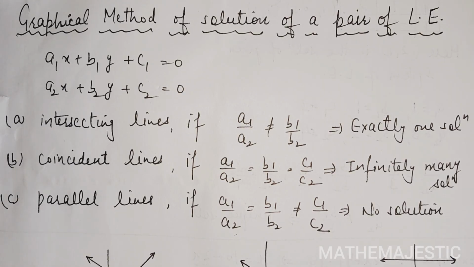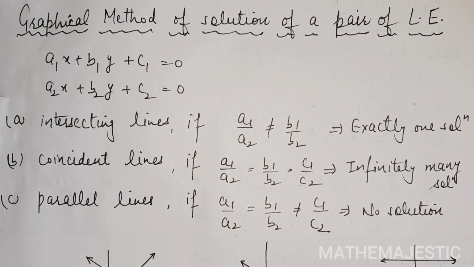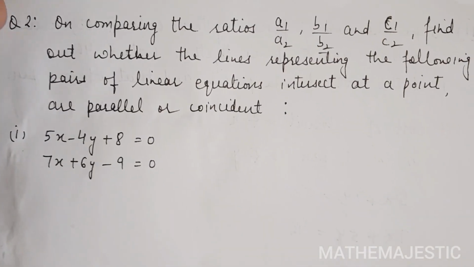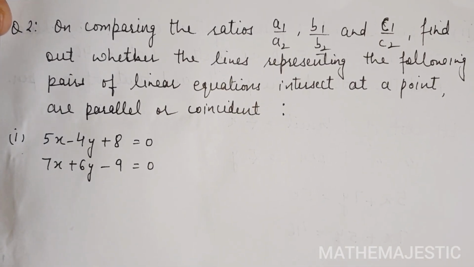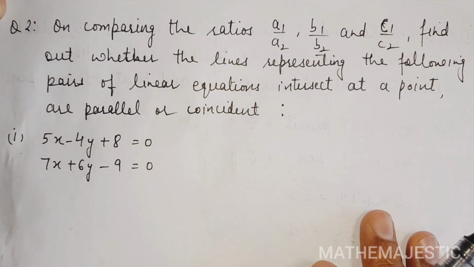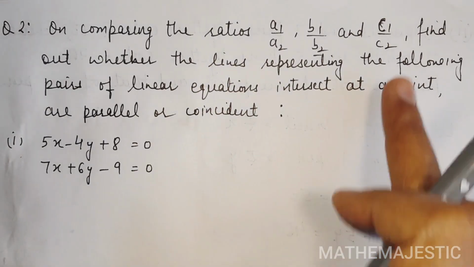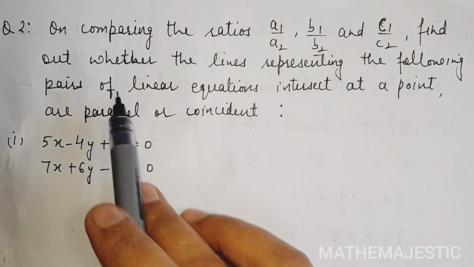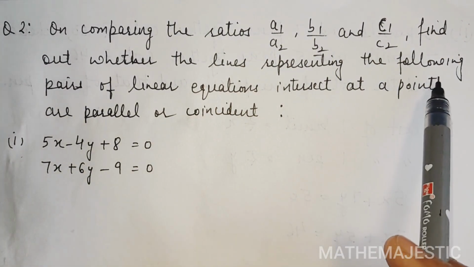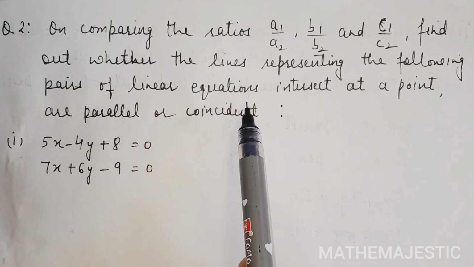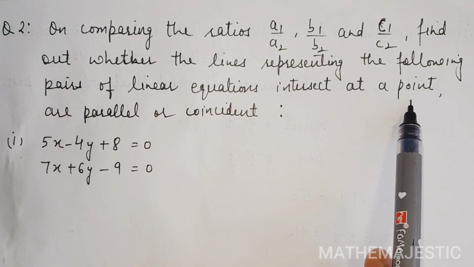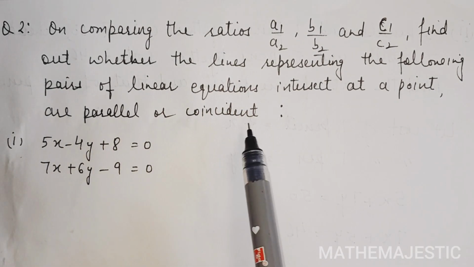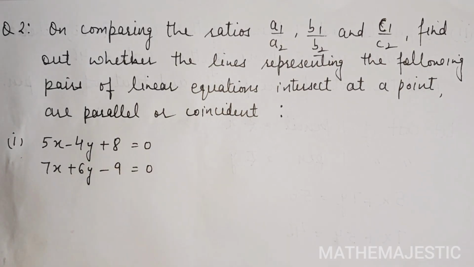So that means in that case, the system of linear equations has no solution. Now we will do question number 2 of the exercise, in which we will use this information. Question number 2 is: on comparing the ratios a1 by a2, b1 by b2 and c1 by c2, find out whether the lines representing the following pairs of linear equations intersect at a point, are parallel or coincident. So we have to find out by comparing the ratios.